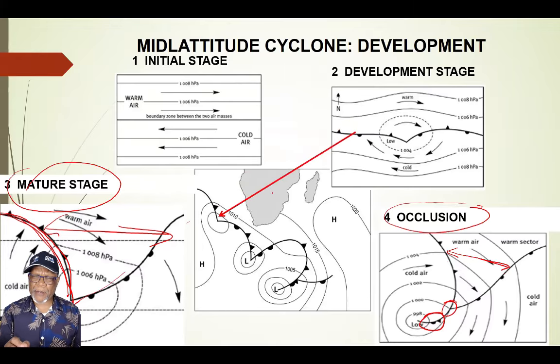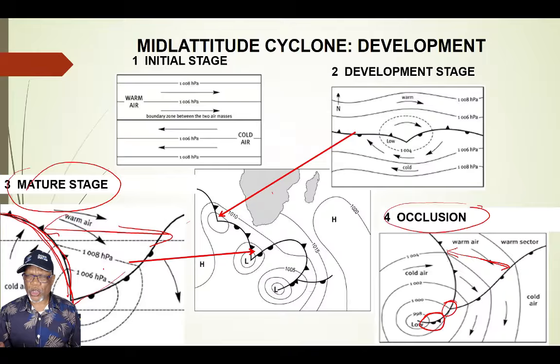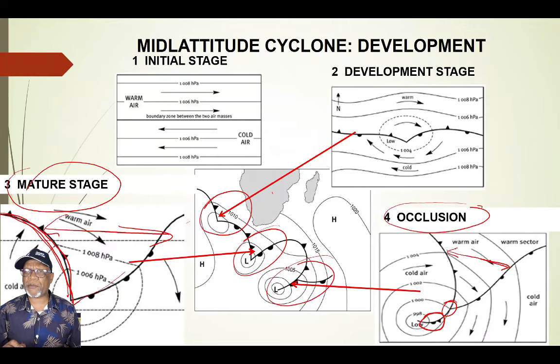We have a mid-latitude cyclone in a development stage. We have another mid-latitude cyclone, which is now in the mature stage. We have another mid-latitude cyclone here, which is now in an occlusion stage. So you can say this one is a baby mid-latitude cyclone, this one is an adult mid-latitude cyclone, and this is an old mid-latitude cyclone.